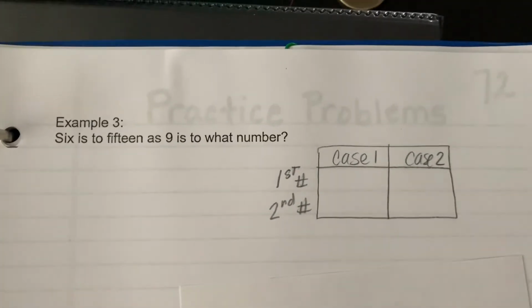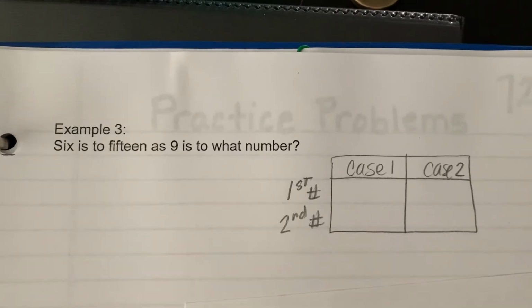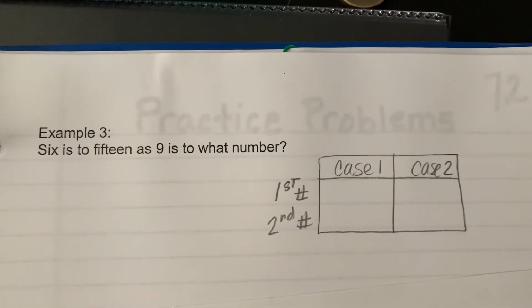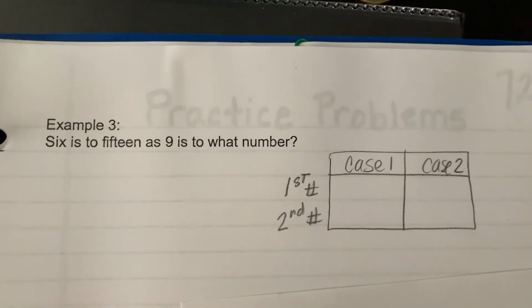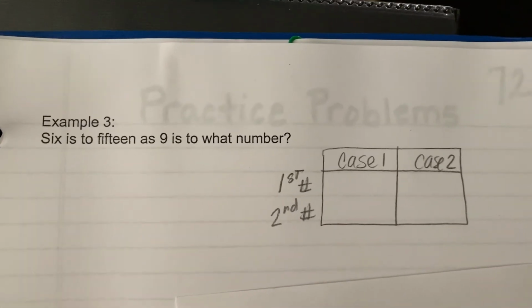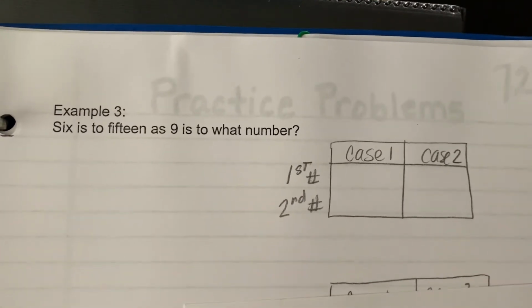Up here, this is going to sound familiar because I've been talking like this. 6 is to 15 as 9 is to what number? And so these are two different cases. We have a first number is to a second number, as in a different case, a first number is to a second number. So that's how we set it up.